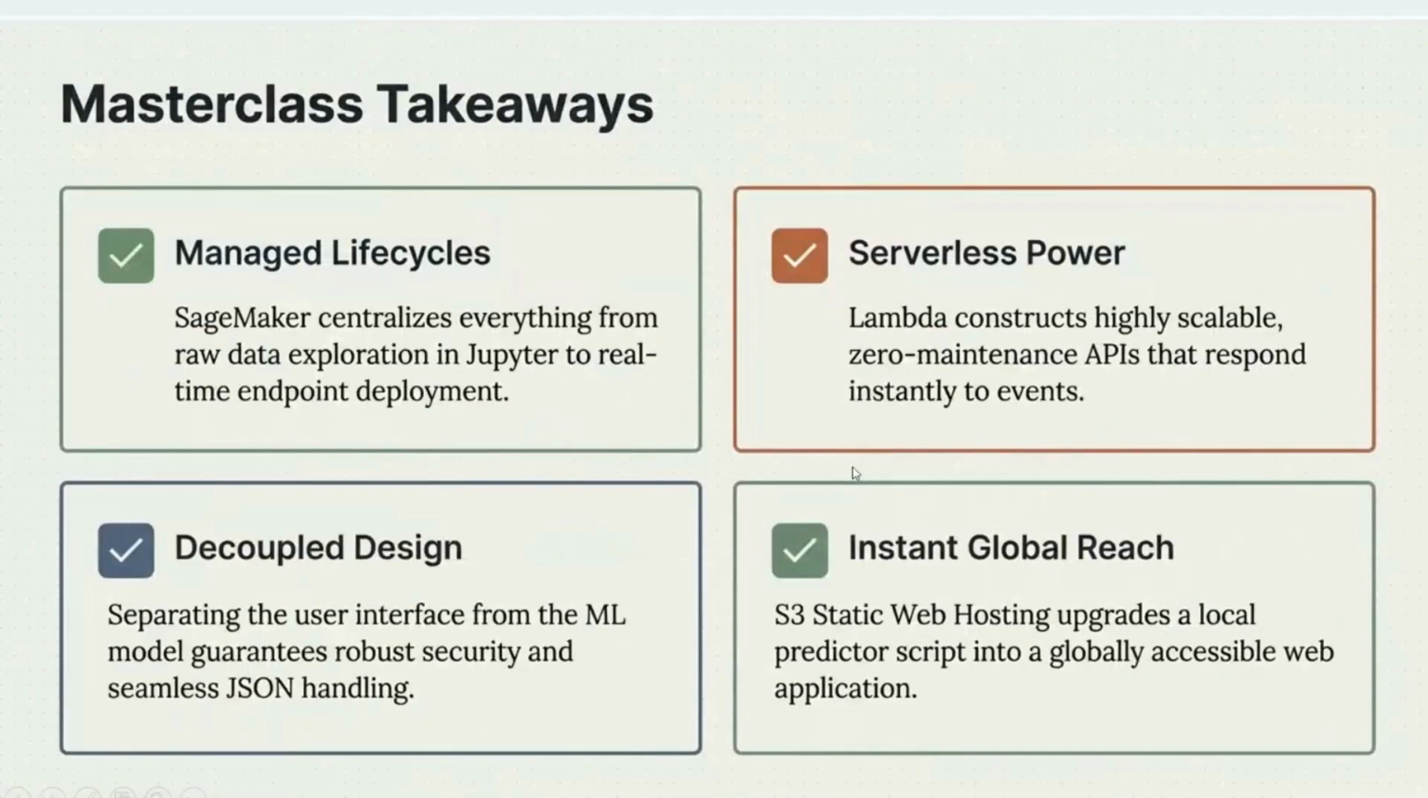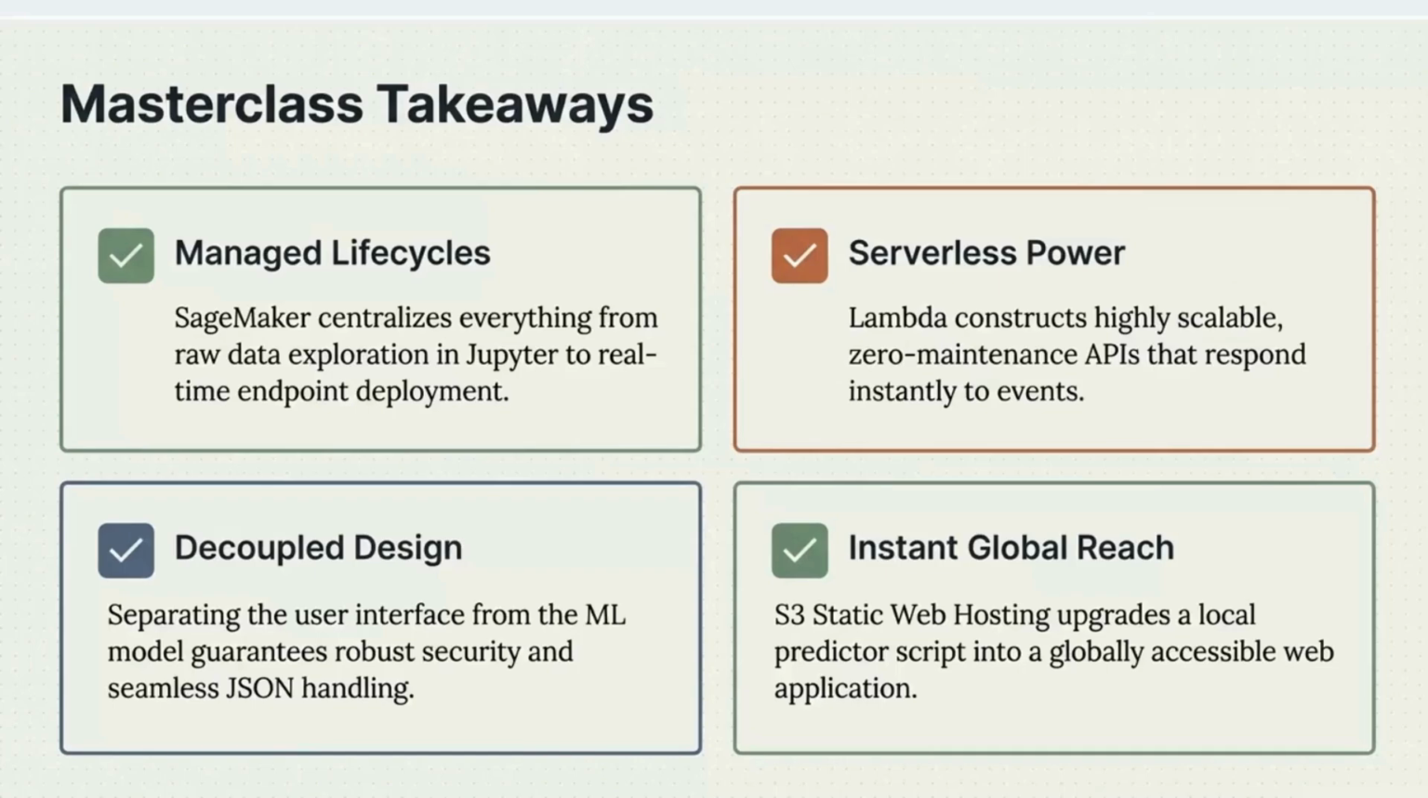Managed life cycles: SageMaker centralizes everything from raw data exploration in Jupyter to real-time endpoint deployment. Serverless power: Lambda constructs highly scalable, zero maintenance APIs that respond instantly to events. This is the power of Lambda, that we have the option of auto scaling, upscaling, downscaling. If we expect very high traffic on some days, due to a festive season or anything else, automatically it will take care of those things.